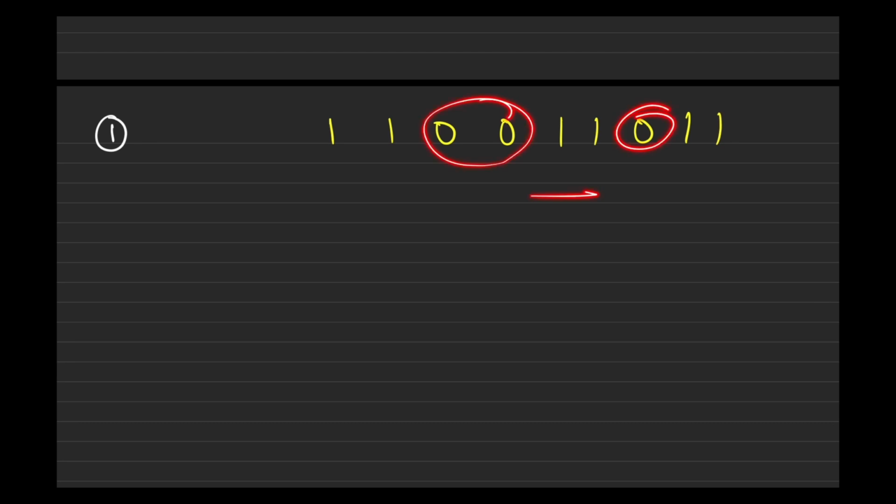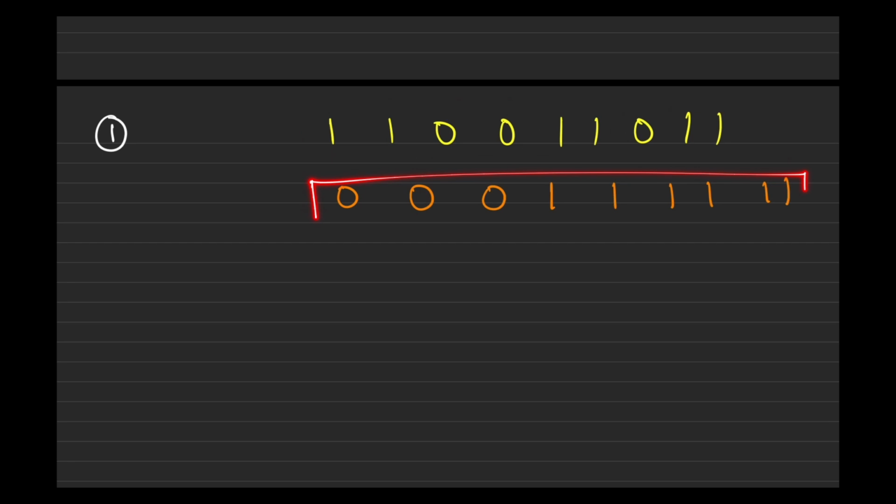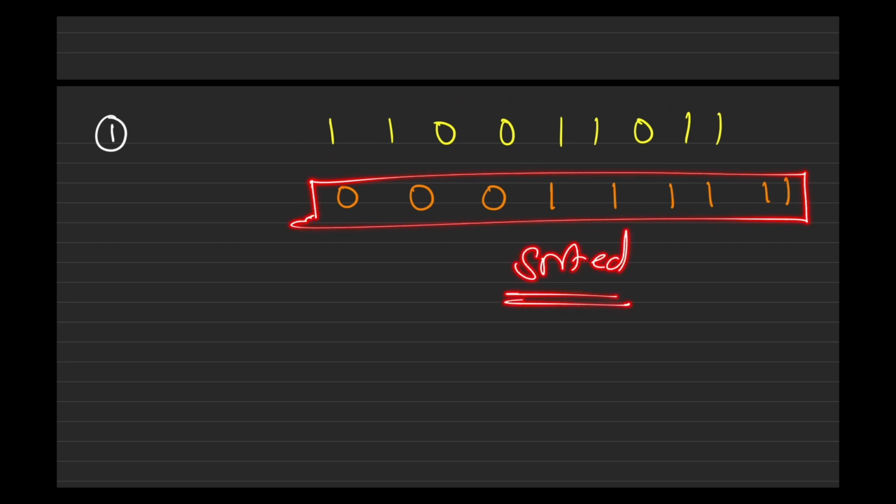Assume that we are given an array as 1, 1, 0, 0, 1, 1, 0, 1, 1. We need to bring all the zeros to the left side and all the ones to the right side. If I bring all the zeros to the left side, my array will look like 0, 0, 0, and if I bring all the ones to the right side, it will look like 1, 1, 1, 1, 1, 1. Now if you observe this array carefully, it simply looks like a sorted array, which means if I sort the given array, I can simply get the required answer.